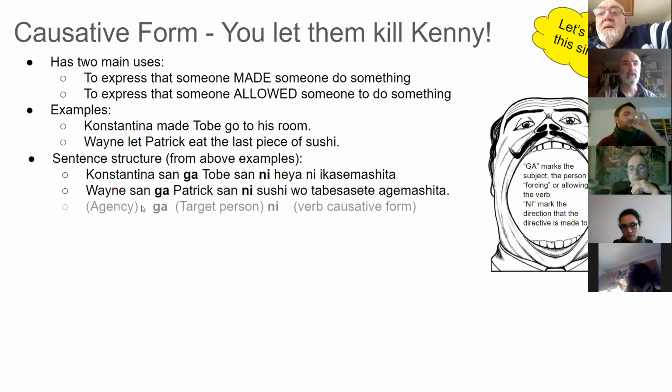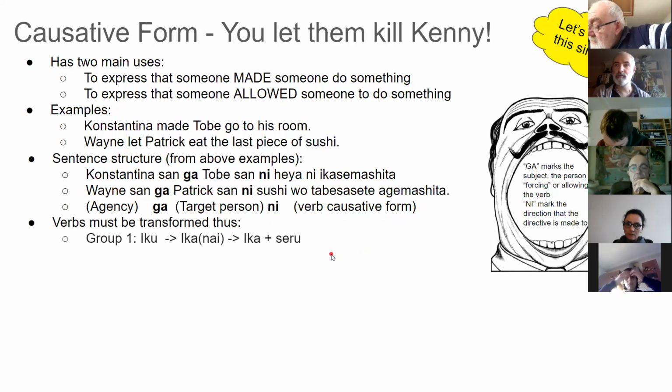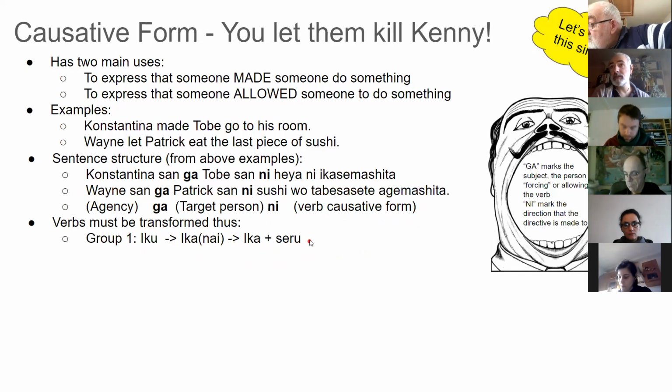Okay, let's move on. So, as I've said now, the agency, the person who is allowing it to happen, is ga, and the target person is ni, the verb in the causative form. Here is how we transform the verbs. For group 1 verbs, we do almost exactly the same as we did with passive form. We take the infinitive, turn it into the negative plain form. So iku becomes ika, and then we put seru after it. So the only difference between this and the passive form is that was reru instead of seru. Ikaremashita, ikasemashita.